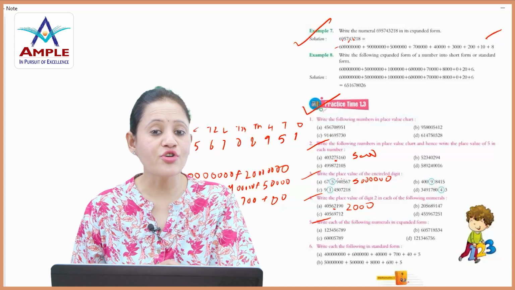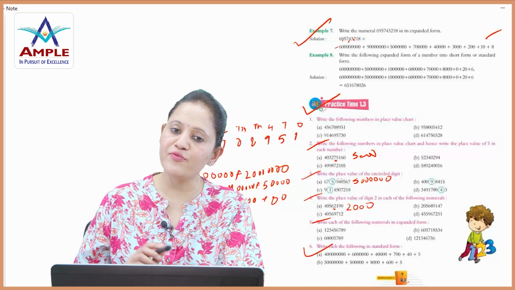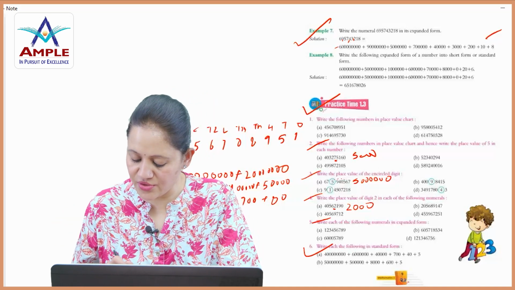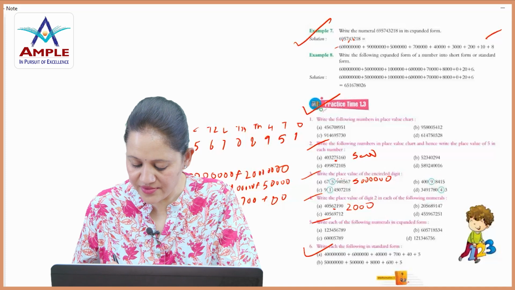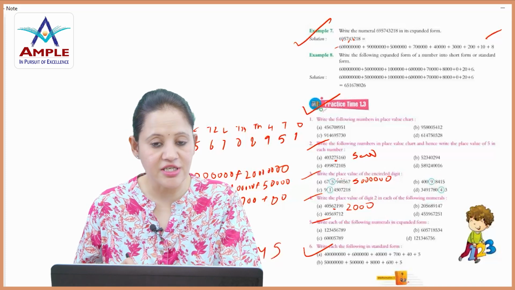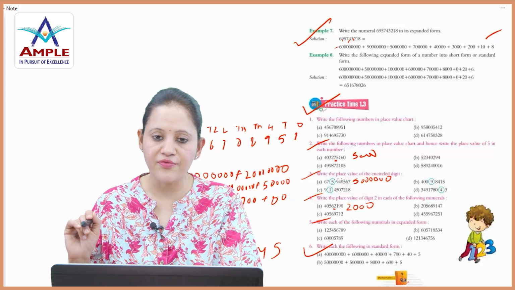Next, write each of the following in standard form. So, here the number is given in expanded form, we have to write in standard form. So, that will be 6040745. So, the number will be 40 crore 60 lakh 40,745.